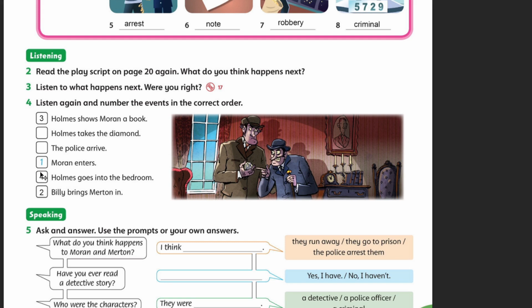And then next, the criminal actually said that Holmes should take the diamond and go somewhere, outside the country. He said take it. And then Mr. Holmes went out of the bedroom and took the diamond himself. So we have number 5, and the last one, a doorbell rings, and he said it must be the police, and they were just in time. In summary, what happened next is Moran enters, and then Billy brings Merton in, and then Holmes shows Moran a book, and then Holmes goes into the bedroom, and Holmes takes the diamond, and then number 6, the police arrived.